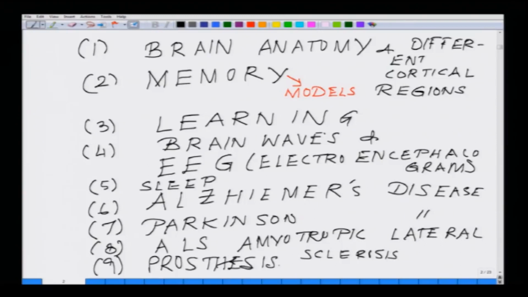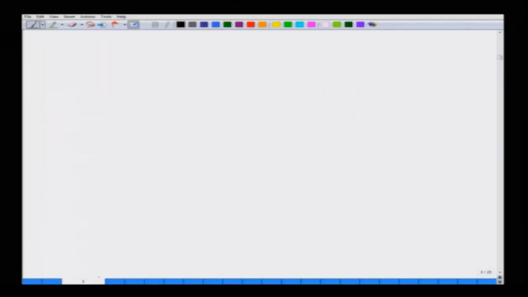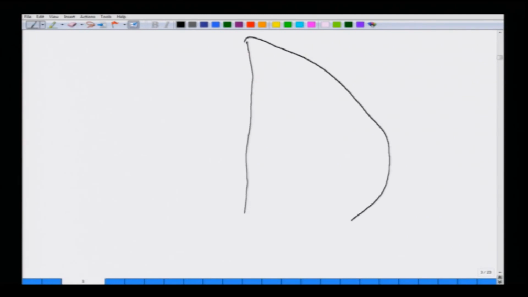To start off with, we may need to move on to the next class to cover some of these topics, but let us talk about the different regions of the brain which store different kinds of information. So, in the next slide, let me draw the overall architecture of the brain. If you look from the top, the brain pretty much looks like this.